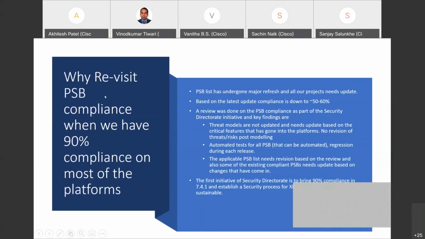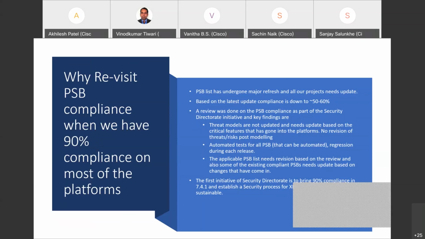In 741, we also saw that there was already 90% compliance, which we revisited. After that, there is a major refresh which has happened in the past 6 months by the STO team. Each time the STO team refreshes this PSP list, we need to go pick up the latest versions. So there has been a major refresh for all projects, and our platforms need an update. Based on this latest compliance, we have fallen down to 60%. No more, it is not at 90%. As of 741 beginning, it has come down to around 60 to 65%.